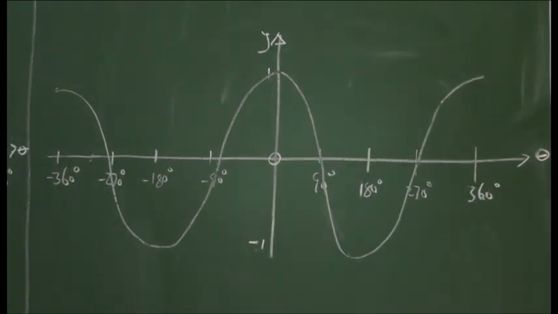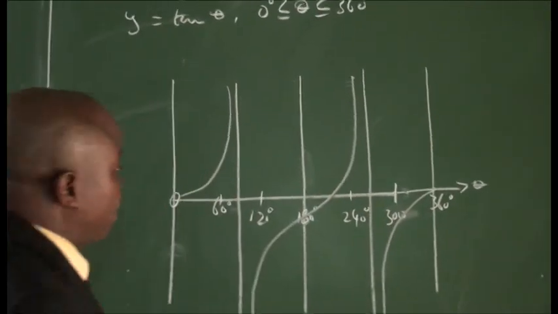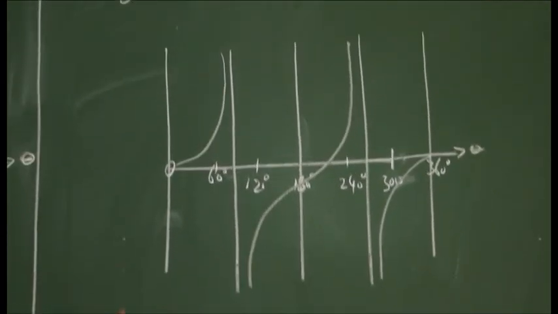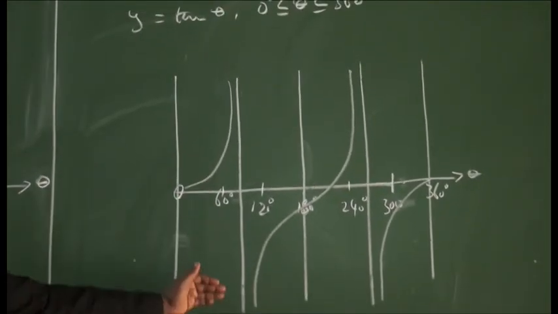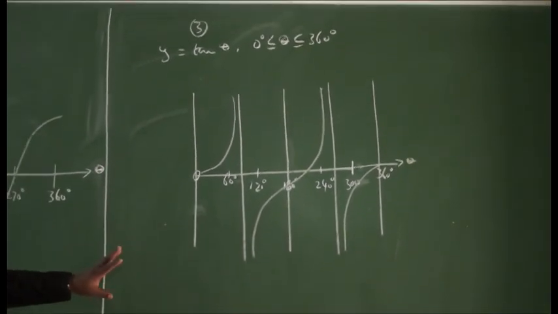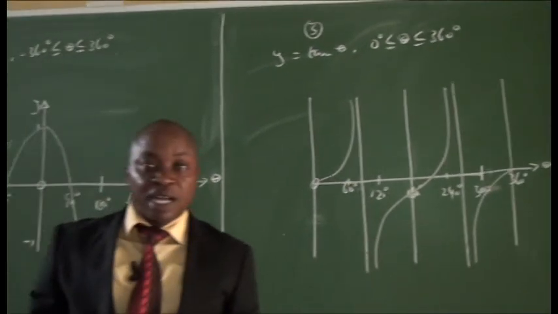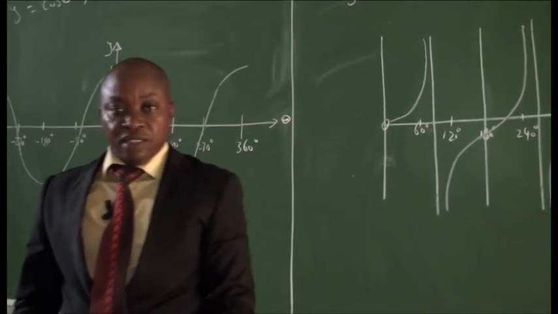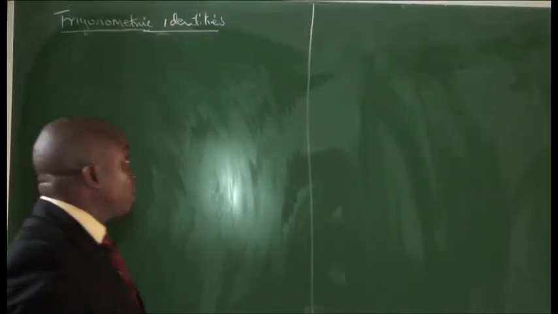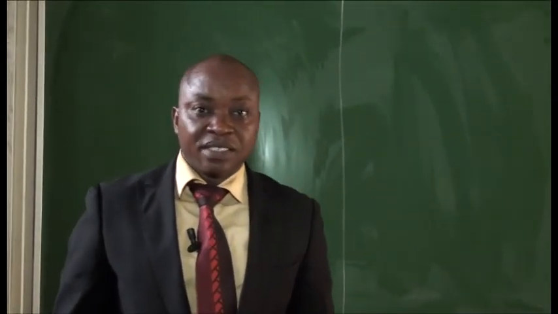Now, this is the graph of tan theta. We are taking the interval at 60 degrees. So we also have this particular graph. We are going to look at trigonometric identities as the next subtopic. So in this subtopic, we are going to look at trigonometric identities.